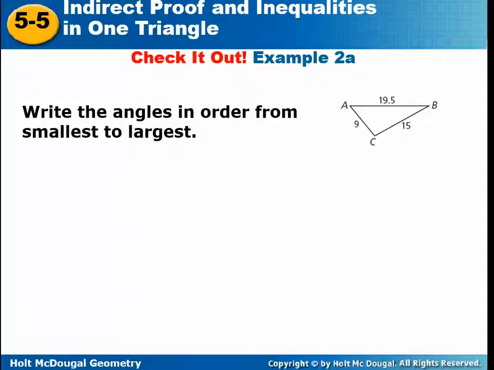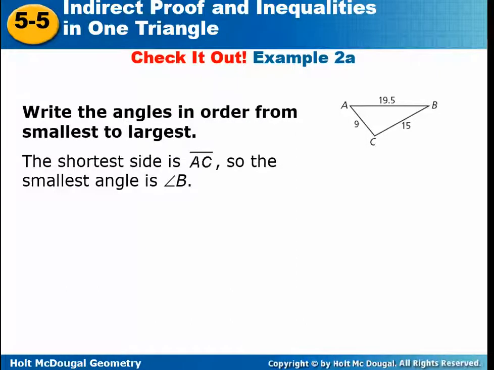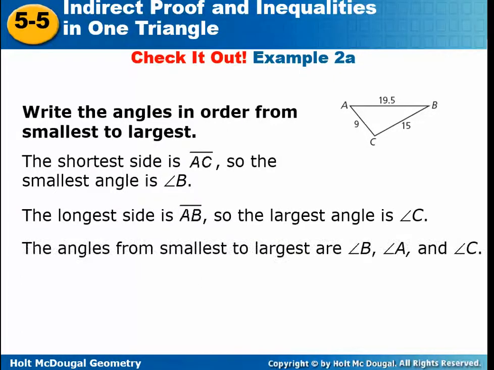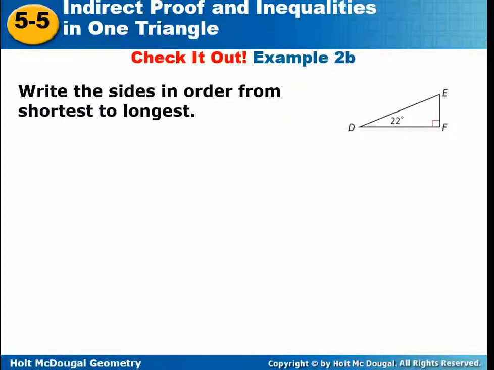Here's another example of doing the angles. So opposite the smallest side is the smallest angle, and that is angle B. The biggest one is opposite the longest side, so that's angle C, and then the medium one would be angle A. And then this one says to write the sides in order.